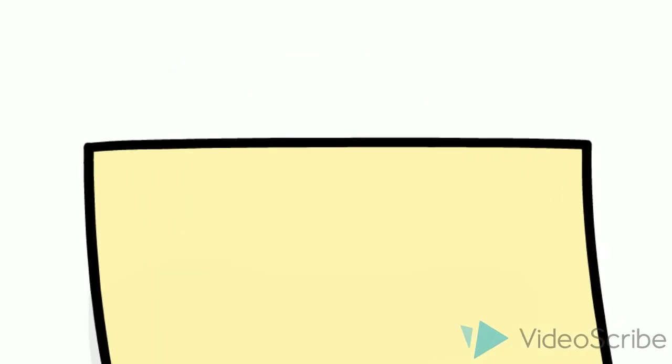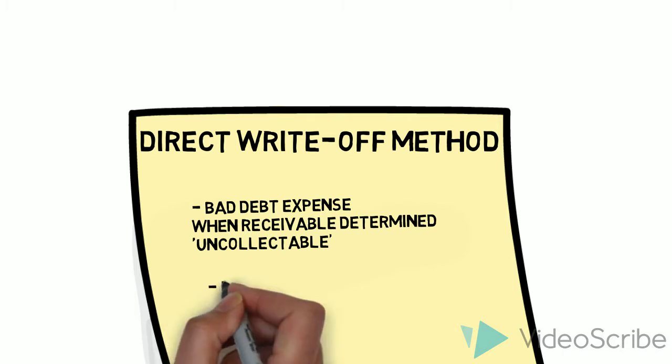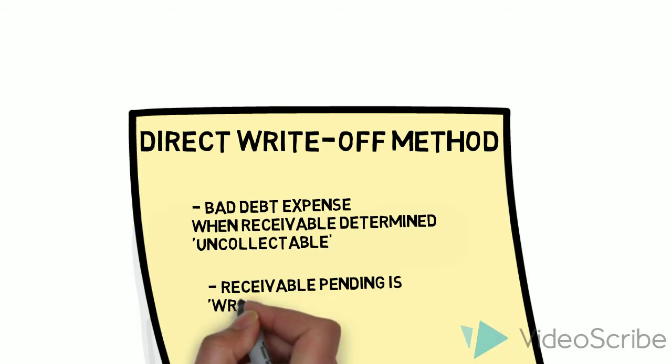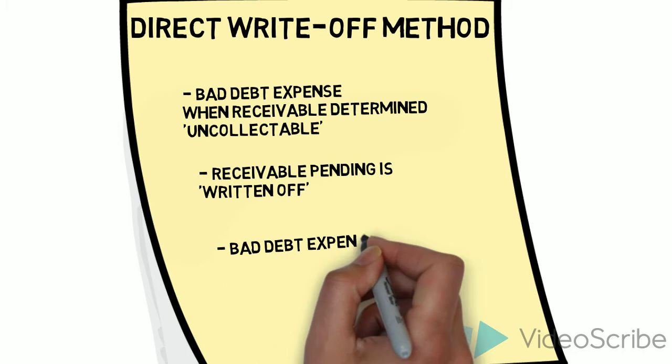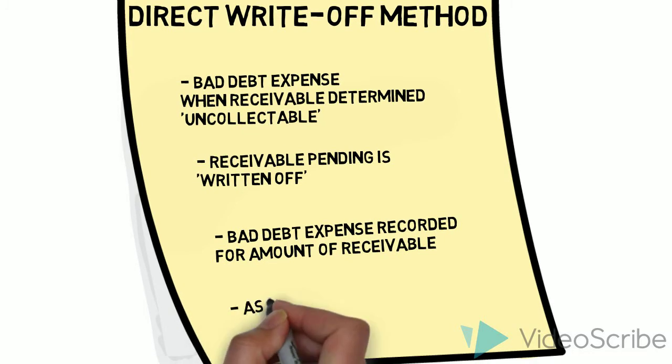The direct write-off method is used when the company deems that the receivable is uncollectible, ultimately removing the receivable from the records. Therefore, this pending receivable is simply written off. To show this in accounting records, there is the debit to the bad debt expense for the amount of the receivable and a credit or decrease to the accounts receivable.